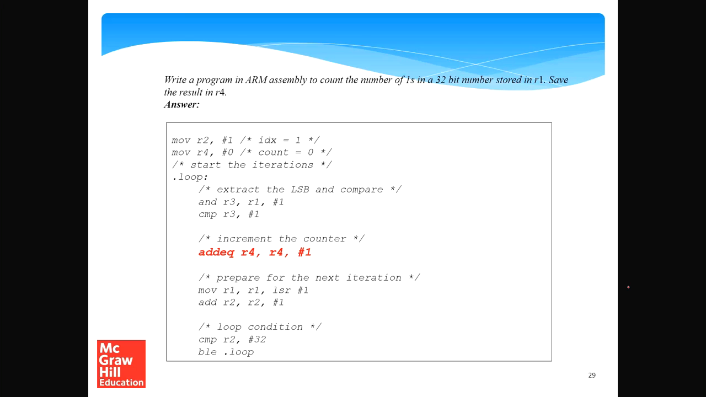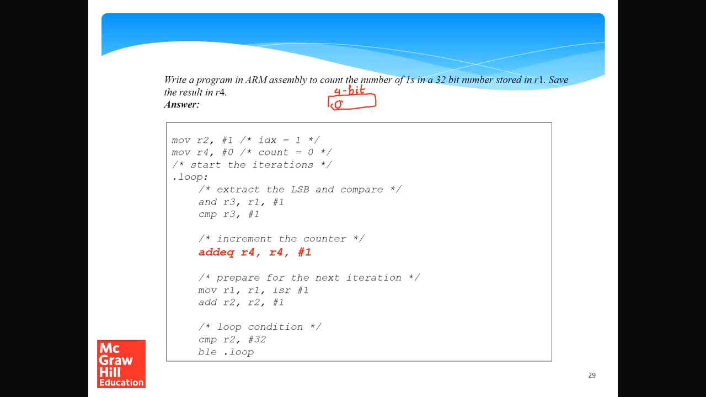So let's take a look at a slightly more complicated example. Let's write a program in ARM assembly to count the number of ones in a 32-bit number, which is stored in R1, and let's save the result in R4. So let me consider a 4-bit number.